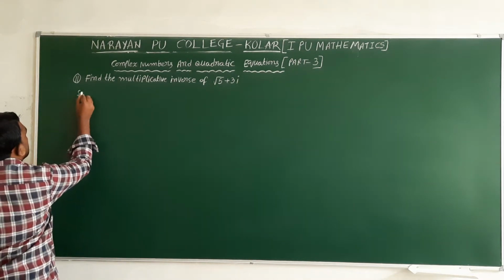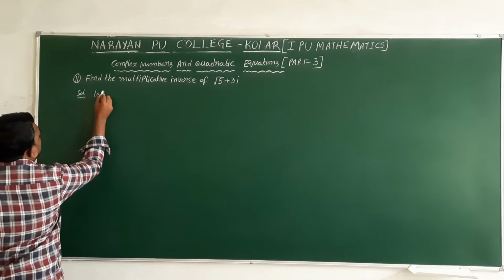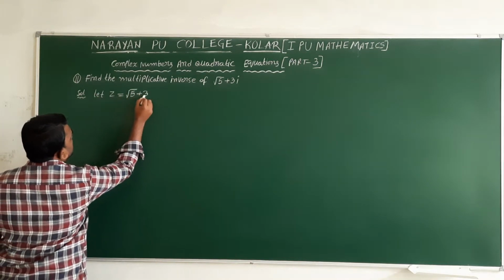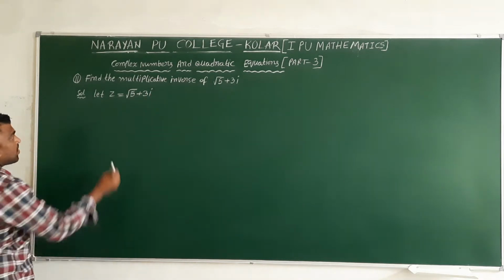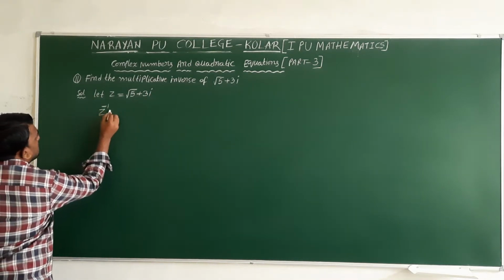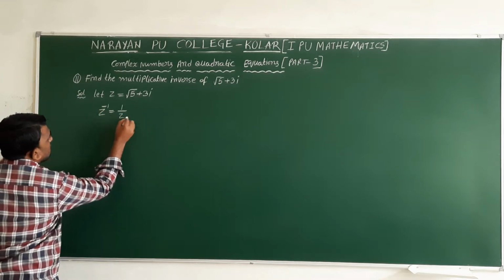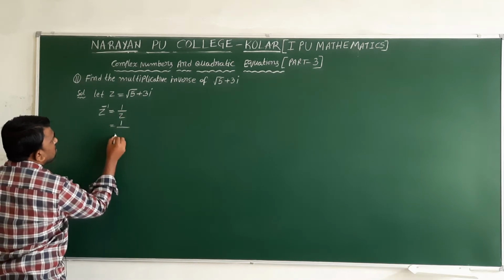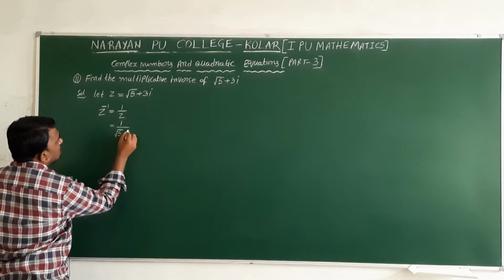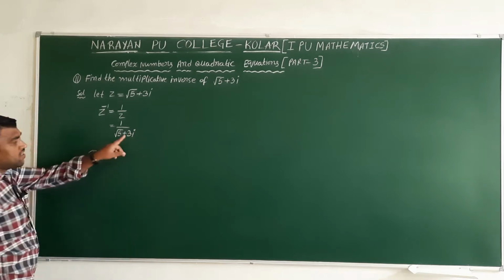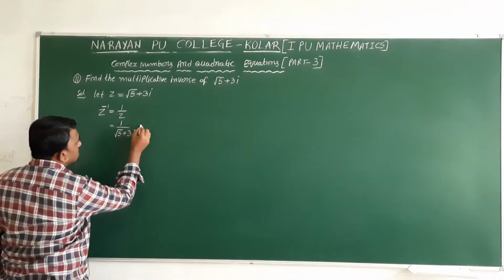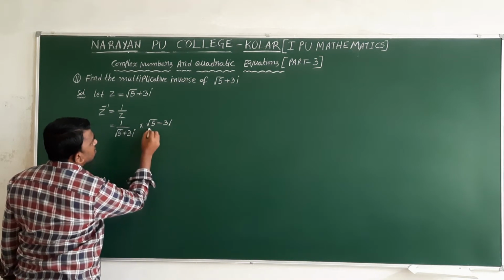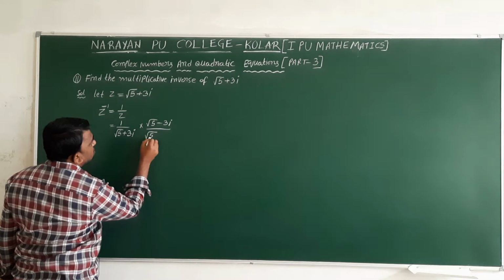Solution. Let us take z equal to root 5 plus 3i. So the multiplicative inverse is nothing but z inverse. Z inverse equal to 1 by z, that is 1 by root 5 plus 3i. Now we need to do the denominator rationalization: root 5 minus 3i divided by root 5 minus 3i.